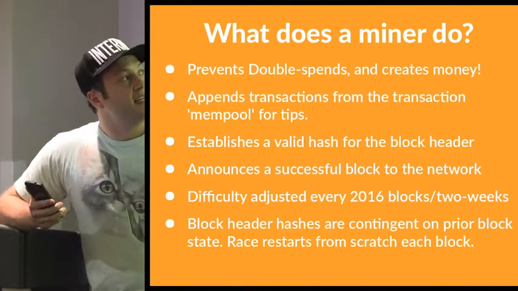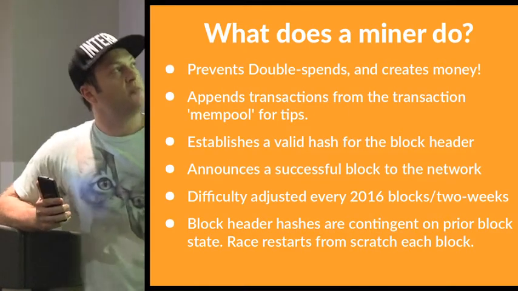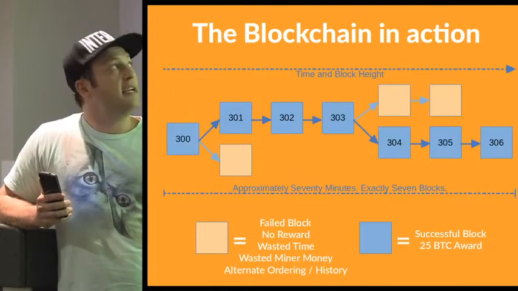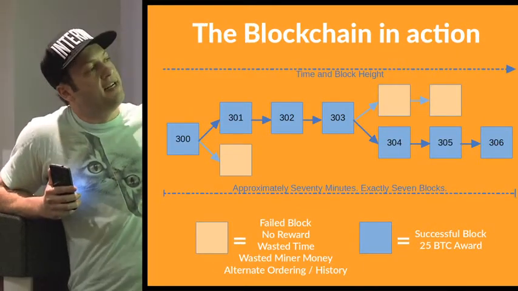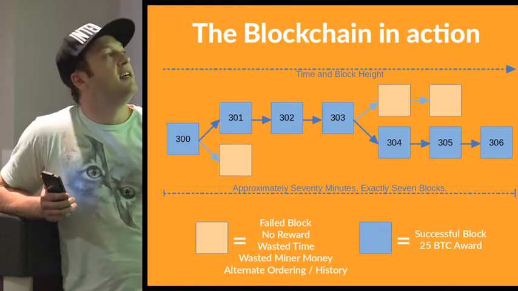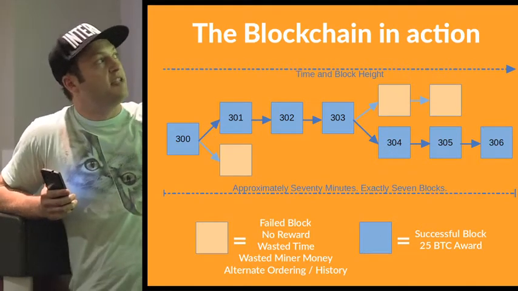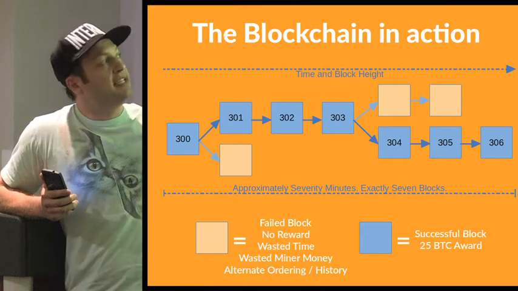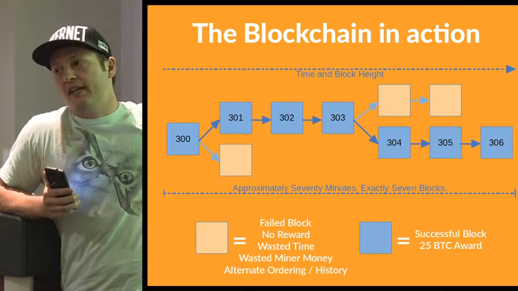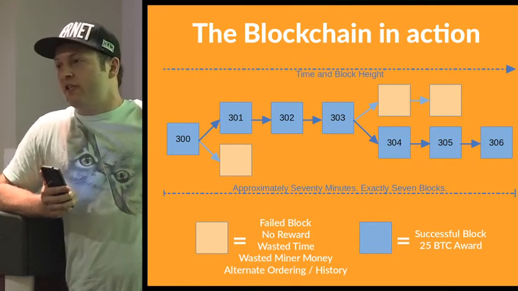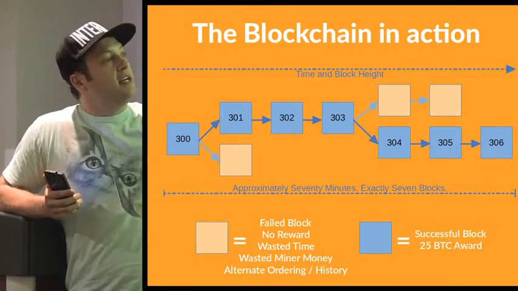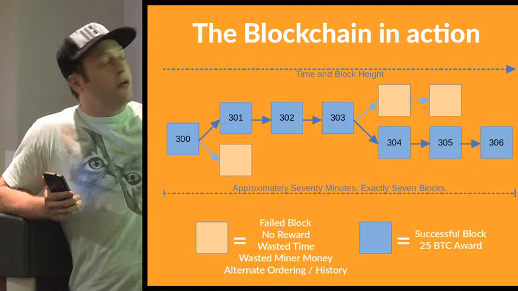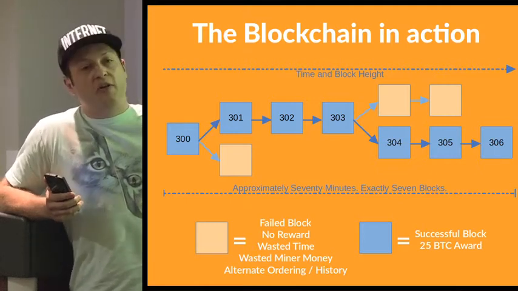That's that. So a quick little example of what goes down on the blockchain on a very regular basis. Here you can see the blockchain. It's progressing from 300 to 306. There are some failed forks in this blockchain, and that's very common. As I told you before, when the inventory hits 300, and then one person announces 301, that's not necessarily going to reach the network in time to hit everybody by the time an alternate 301 is formed. And this happens all the time.